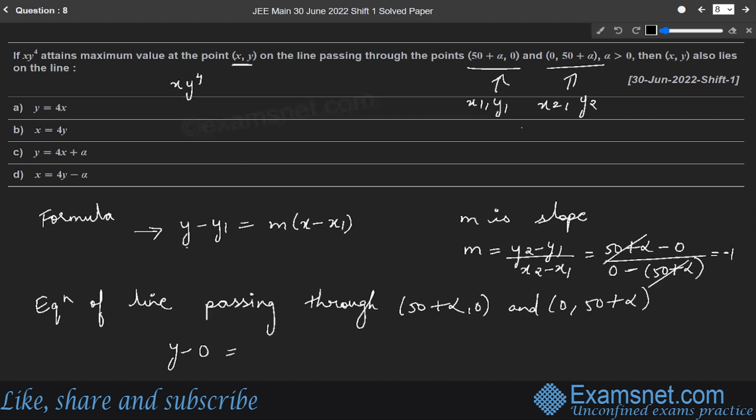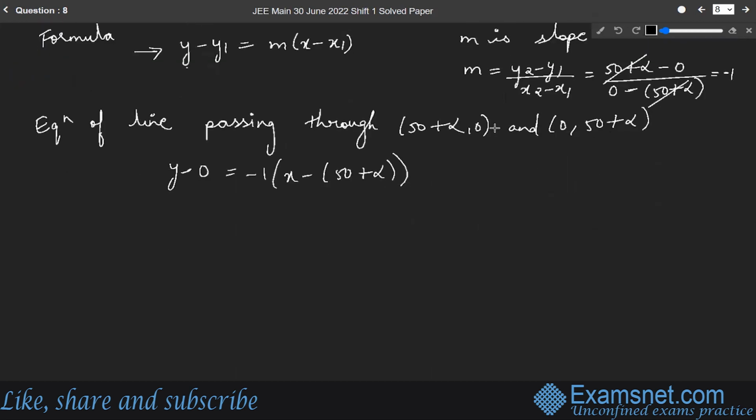Y minus y1 is y minus 0. What is m? m is minus 1, into x minus x1. The value of x1 is 50 plus alpha. Right? So now we have to further simplify it. y minus 0 will be y is equal to minus 1 into x. Now when we open these brackets, it will be minus 50 minus alpha.